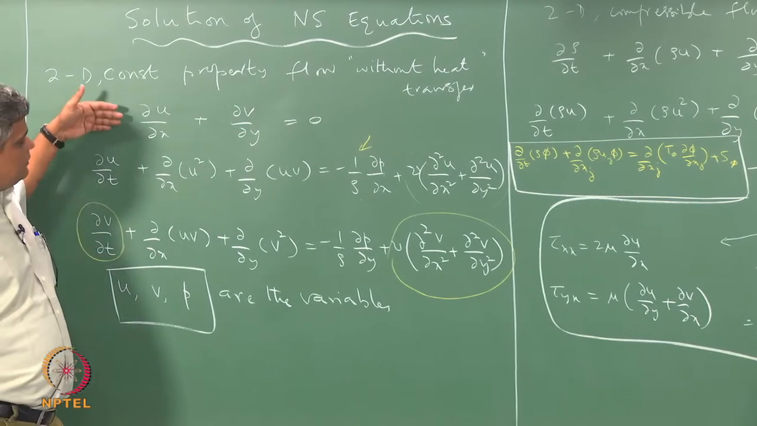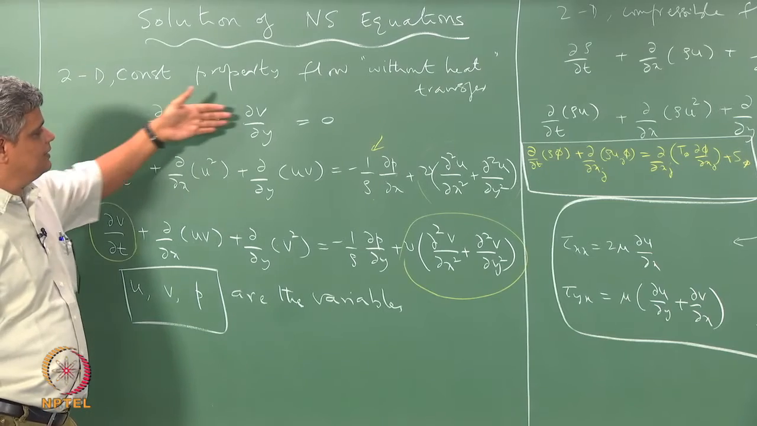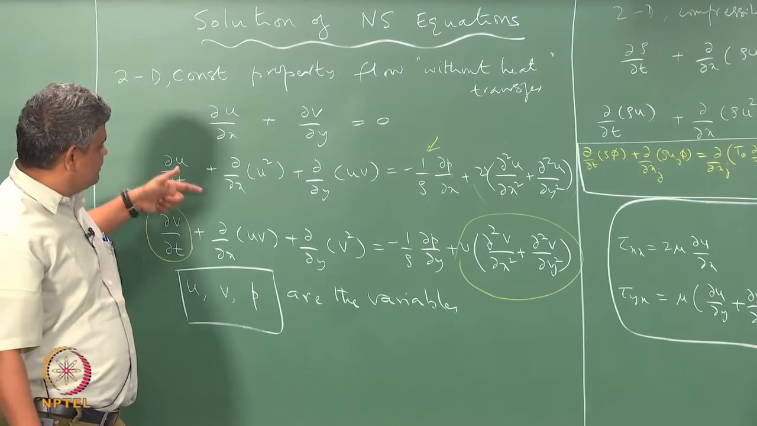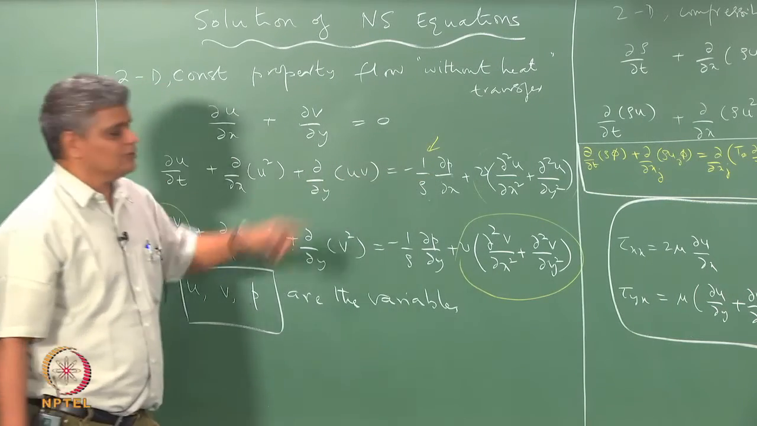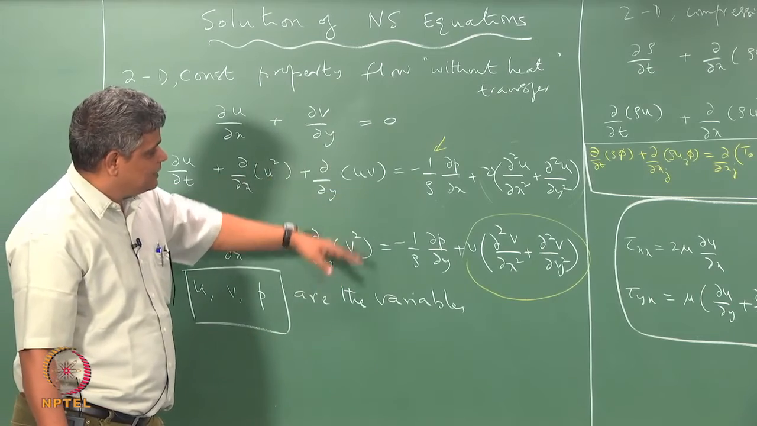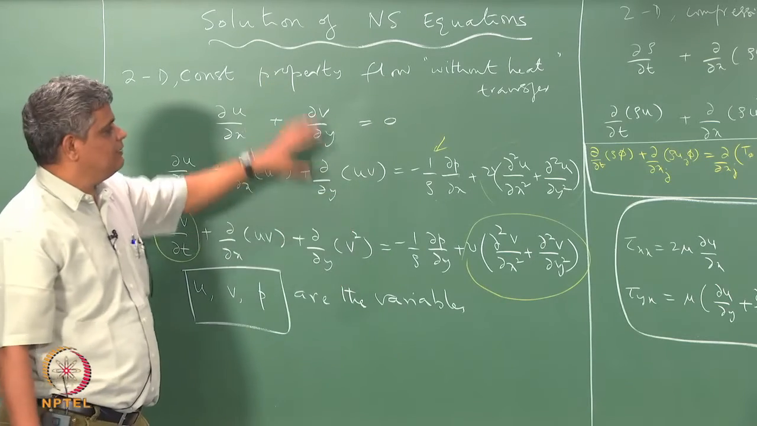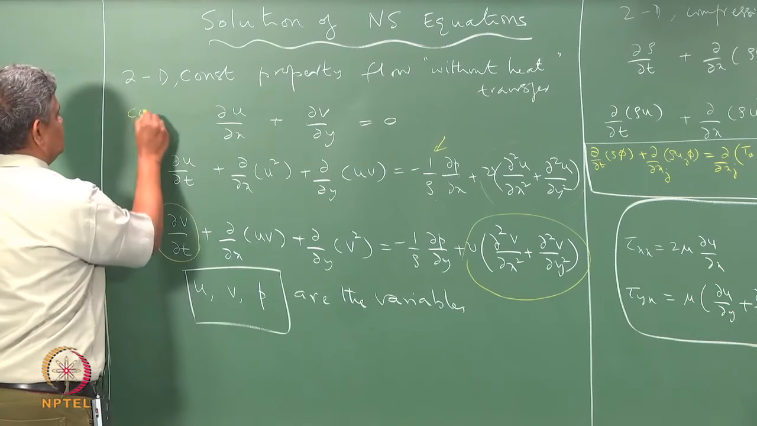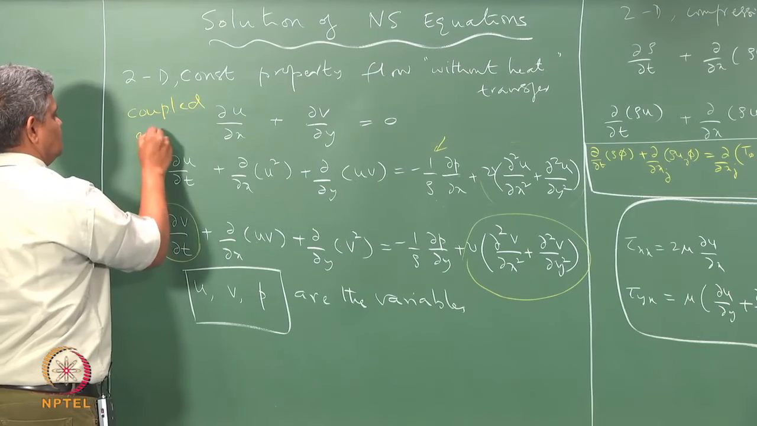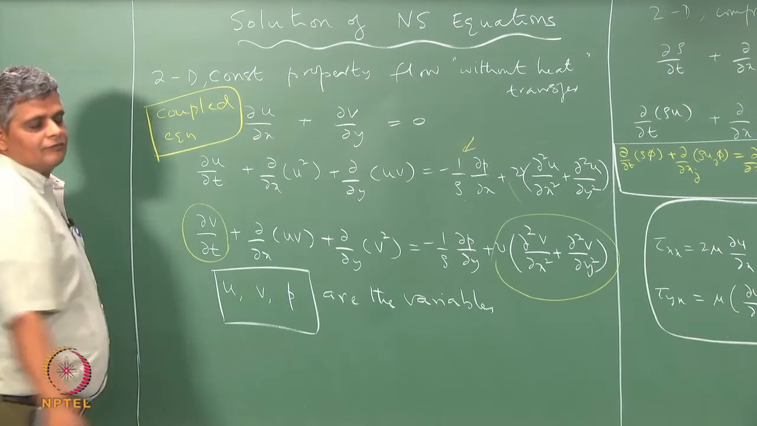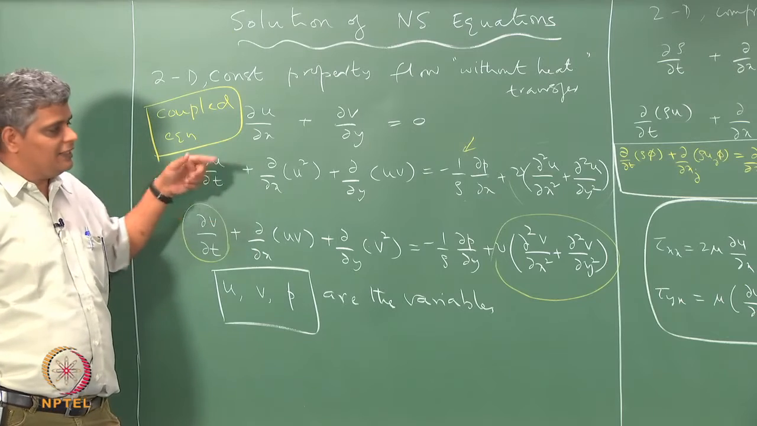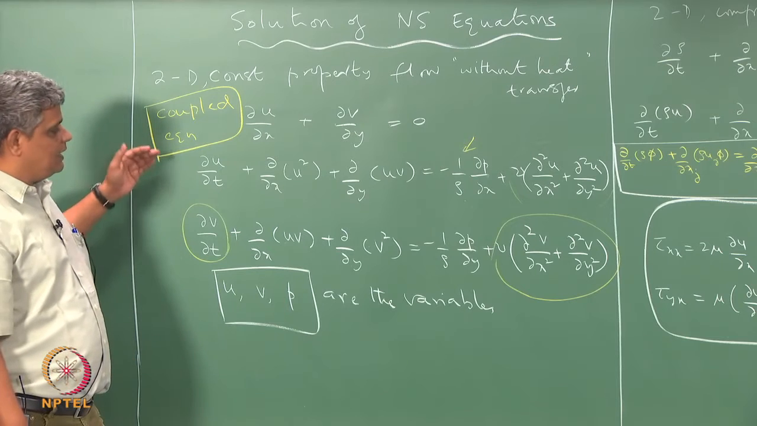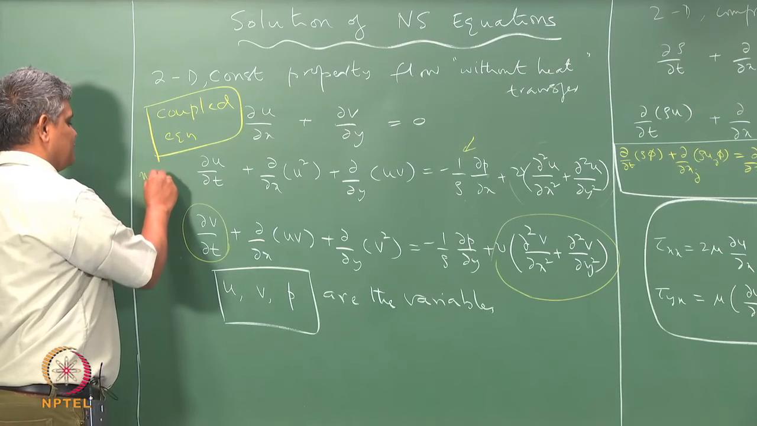So, when you are trying to solve this, let us say for u, then we do not know v. If you are trying to solve this for v, then you do not know u. Okay? And when you are trying to solve this for u, p is not known, v is not known. But when you take all of them together, then you have three equations and three unknowns. So, these are coupled equations. You cannot solve any one equation in isolation like you are doing for the model scalar transport equation. And not only that, these are non-linear equations.